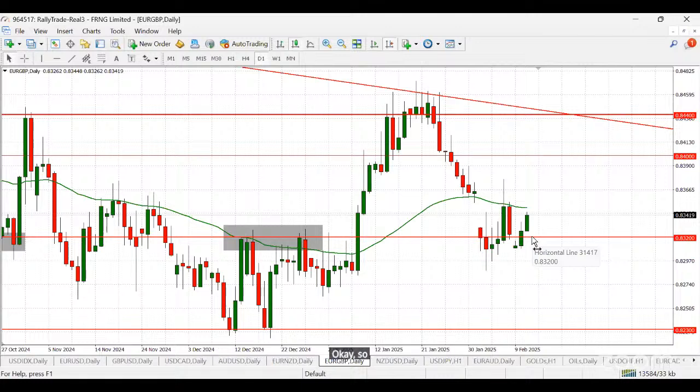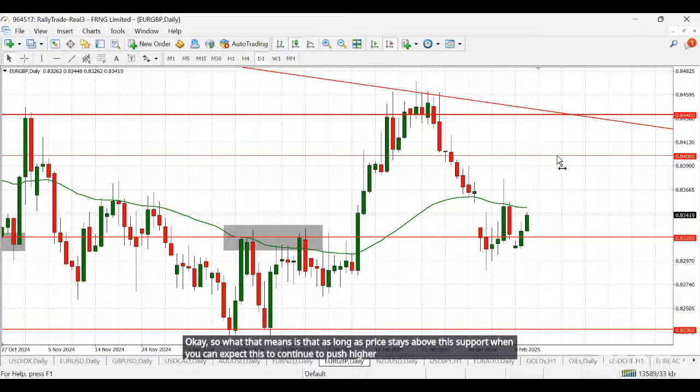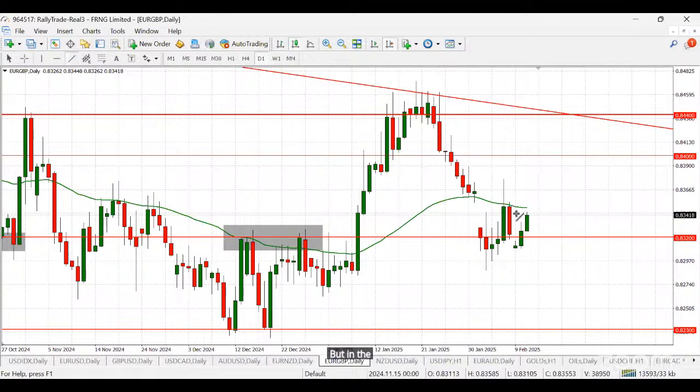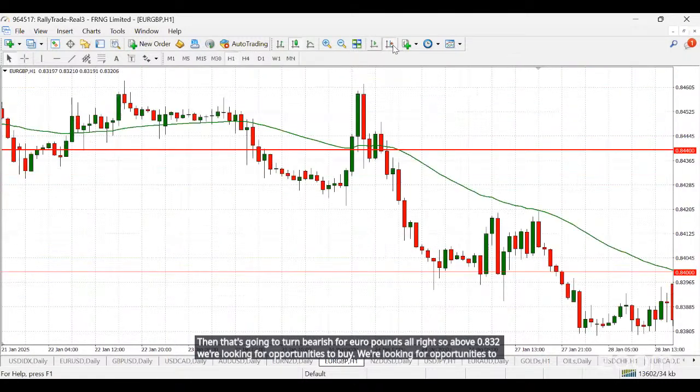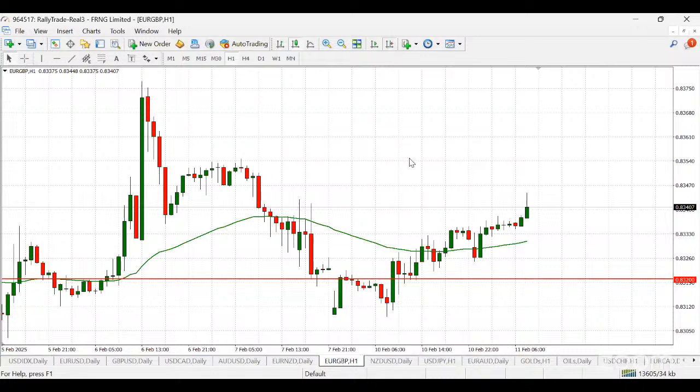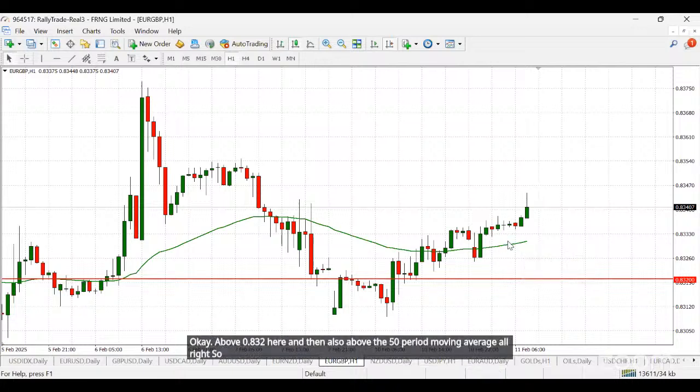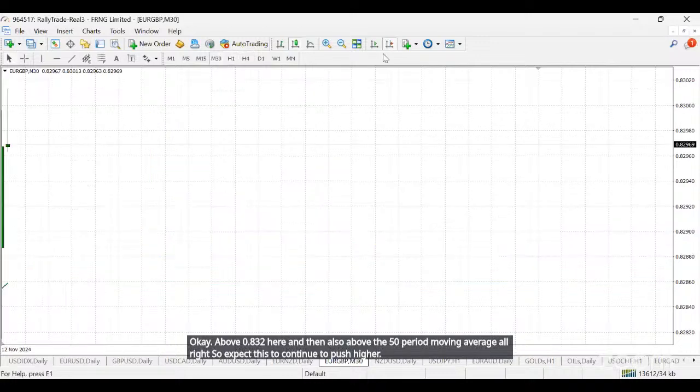Okay, so what that means is that as long as price stays above this support, then we can expect this to continue to push higher. We can expect Euro Pounds to continue to push higher as long as it stays above this support at 0.832. But in the event that we get a close below the support, then that's going to turn bearish for Euro Pounds. All right, so above 0.832, we're looking for opportunities to buy Euro Pounds. Above 0.832 here, and then also above the 50 period moving average. All right. So we expect this to continue to push higher.